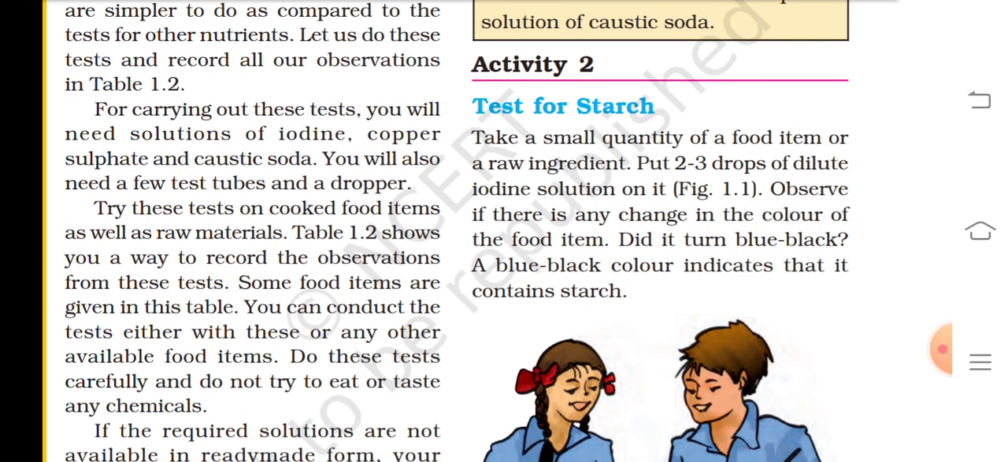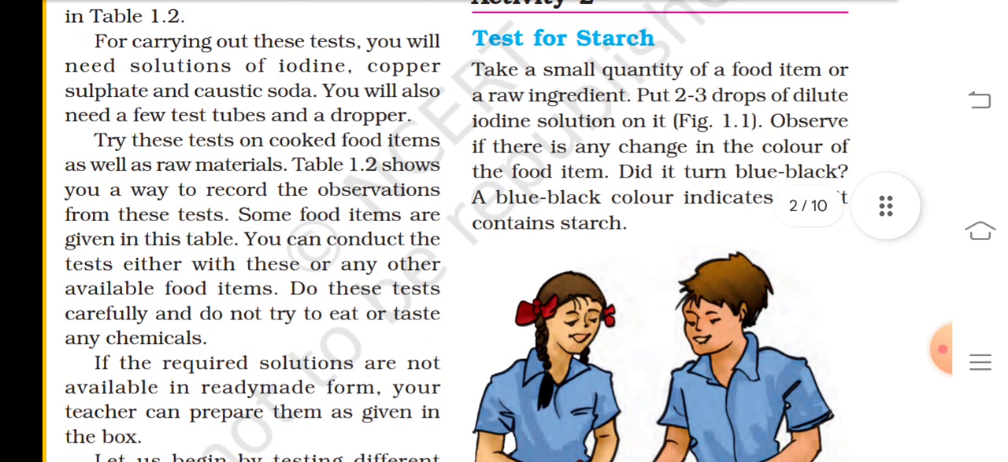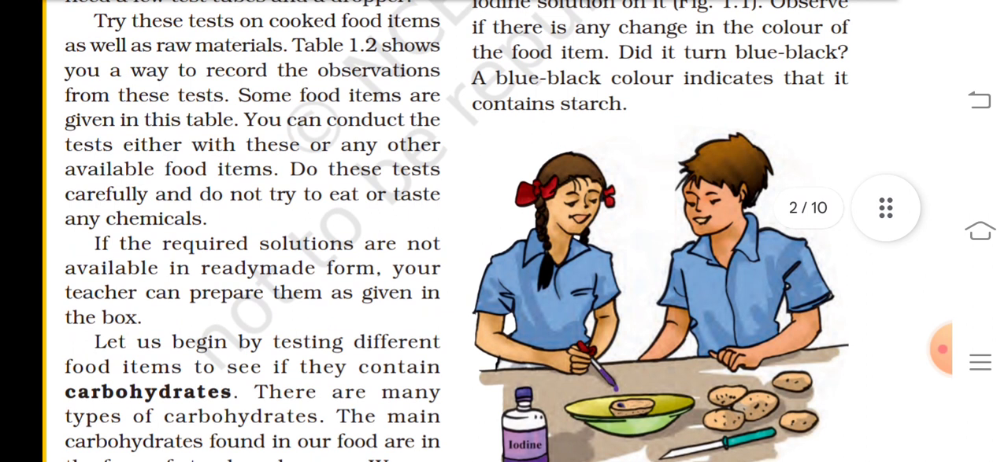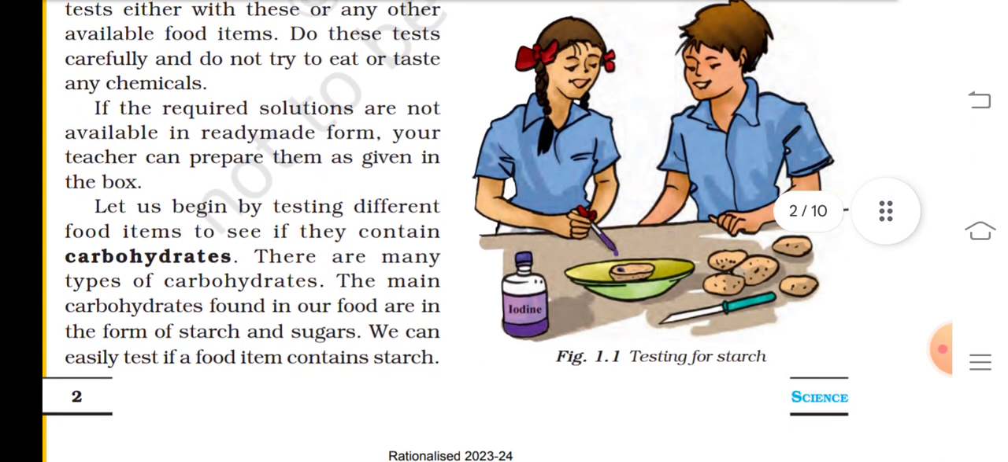Activity 2. Test for starch. Take a small quantity of food item or raw ingredient. Put 2 or 3 drops of dilute iodine solution, Figure 1.1. Observe if there is any change in the color of the food item. Did it turn blue or black? A blue-black color indicates that it contains starch. अगर उस आलू में ब्लू और ब्लैक कलर आया तो वो स्टार्च है.